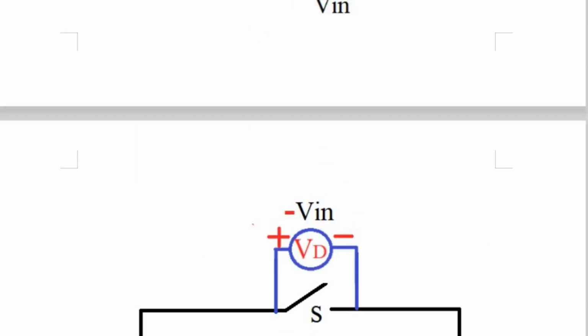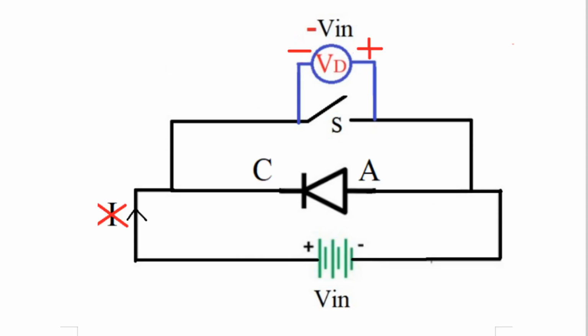And in the previous diagram, we had taken the battery such that plus is on the left hand side and minus on the right hand side. In this diode, if you want to reverse bias the diode, the cathode should be connected to the positive of the battery, and the anode should be connected to the negative of the battery. The rest is very simple. The diode is non-conducting there, that's why it is replaced by an open switch.